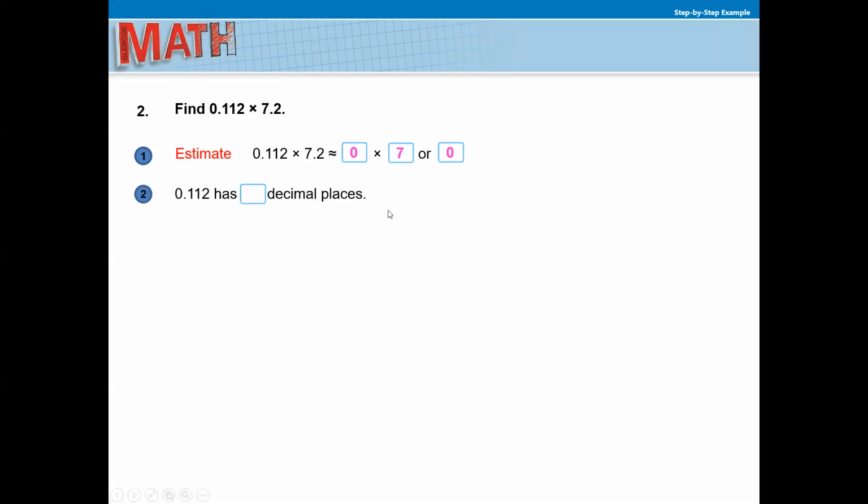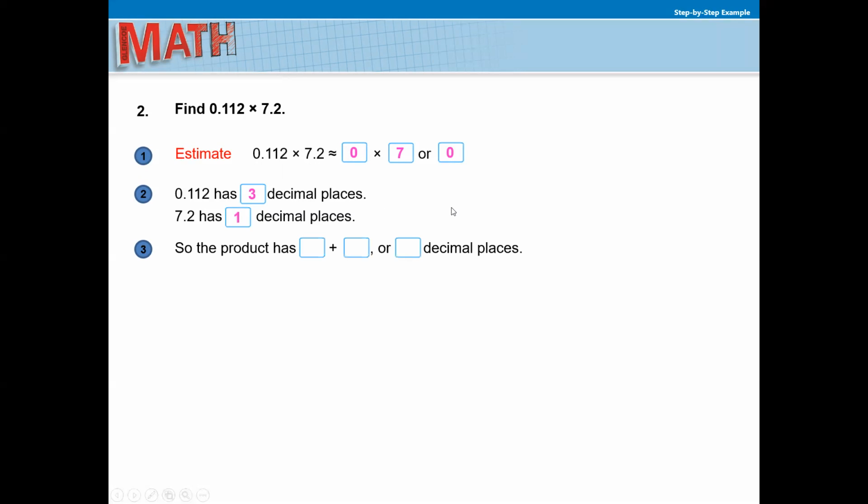0 and 112 thousandths has 3 decimal places. 7 2/10 has 1 decimal place. So the product has 3 plus 1 or 4 decimal places. 112 thousandths times 7 2/10. Do the math. 224. Now we've got to get our 3 plus 1 more, 4 decimal places, but I only have 3 digits. Can you tell me what to do?